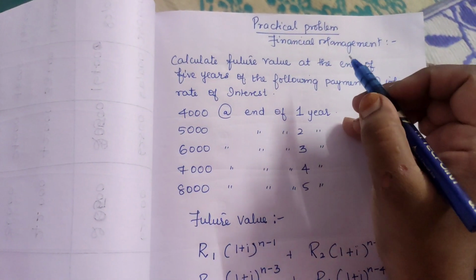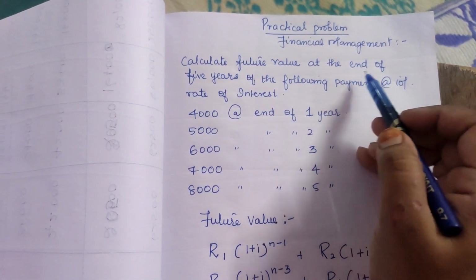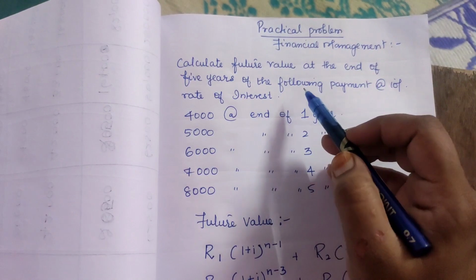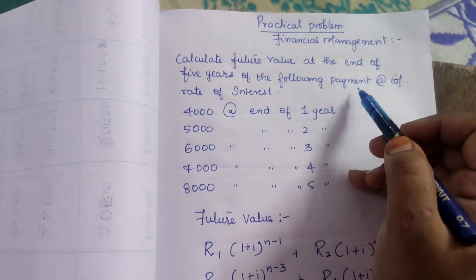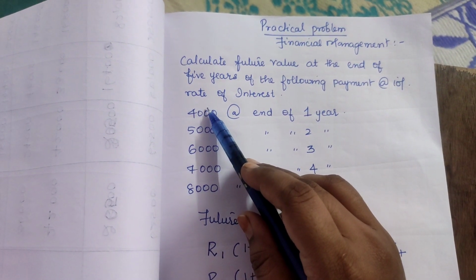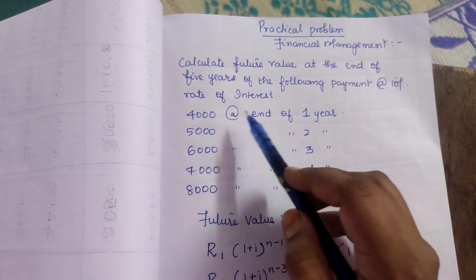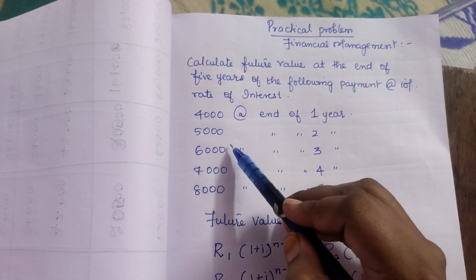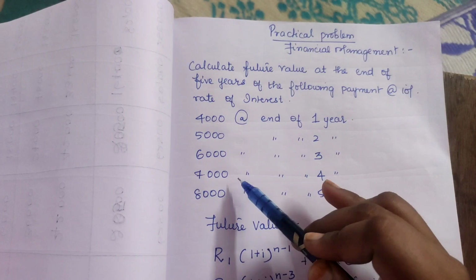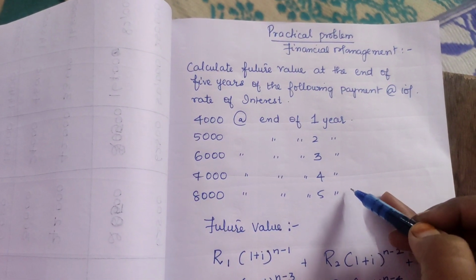So students, in financial management, first we are going to calculate the future value at the end of the 5th year of the following payments, and we are given that the rate of interest is 10%. So we are going to take 4,000 at the end of the first year, 5,000 at the end of the second year, 6,000 at the end of the third year, 7,000 at the end of the fourth year, and 8,000 at the end of the fifth year.